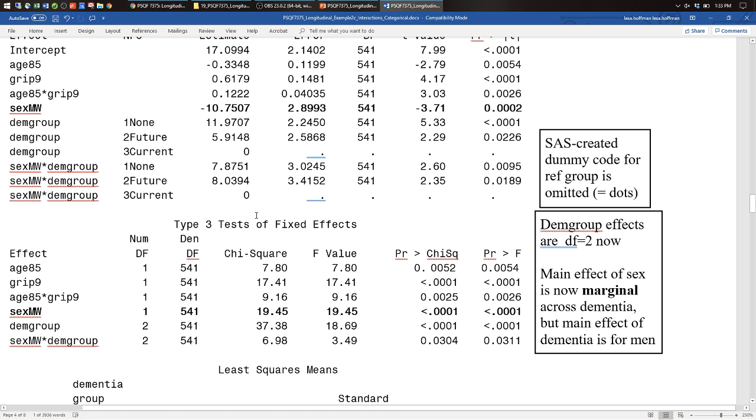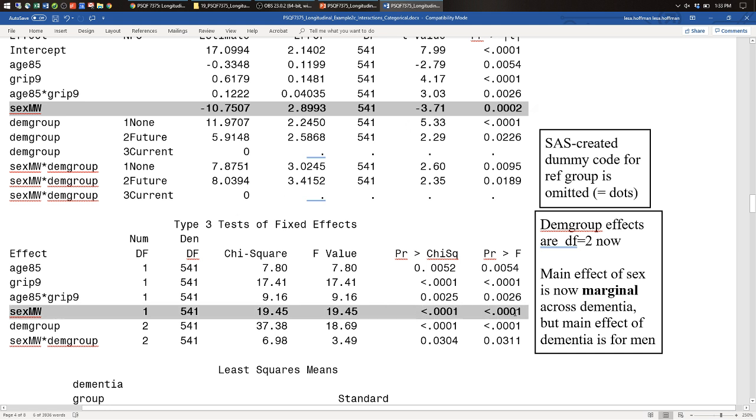Now, let's look at this. Those two sets of results.